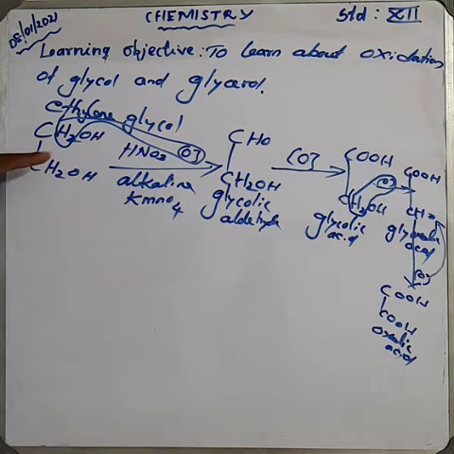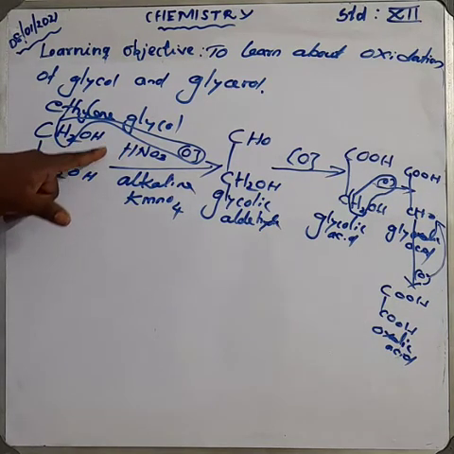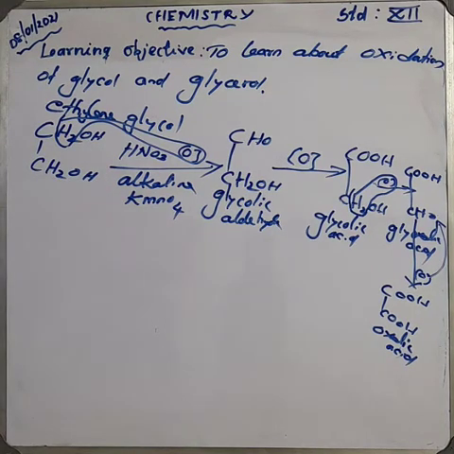This ethylene glycol undergoes oxidation with an oxidizing agent like nitric acid and also alkaline potassium permanganate. Here the first step, the hydrogen combines with the oxygen to form water. So the CH2OH is converted into CHO. What is the name of that compound? Glycolic aldehyde. Okay. Again, CHO undergoes oxidation to form COOH. So the name of the compound is glycolic acid.